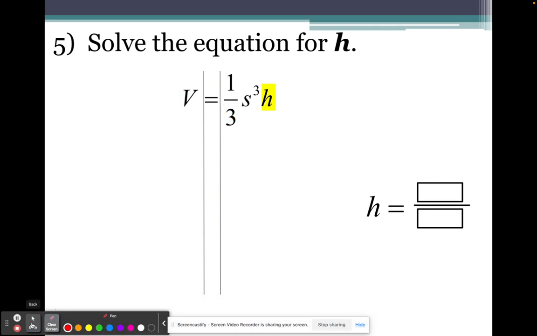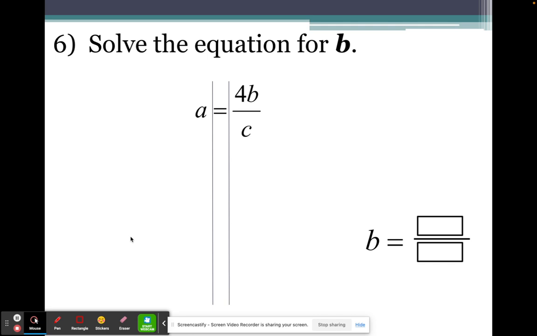Hope this is starting to make some sense to you. Next one, I'm going to solve this equation for b. It's always good to highlight or mark in some way what you're trying to solve for. Here I highlighted, I circled things. I just want to keep track of this is what I'm trying to get by itself.